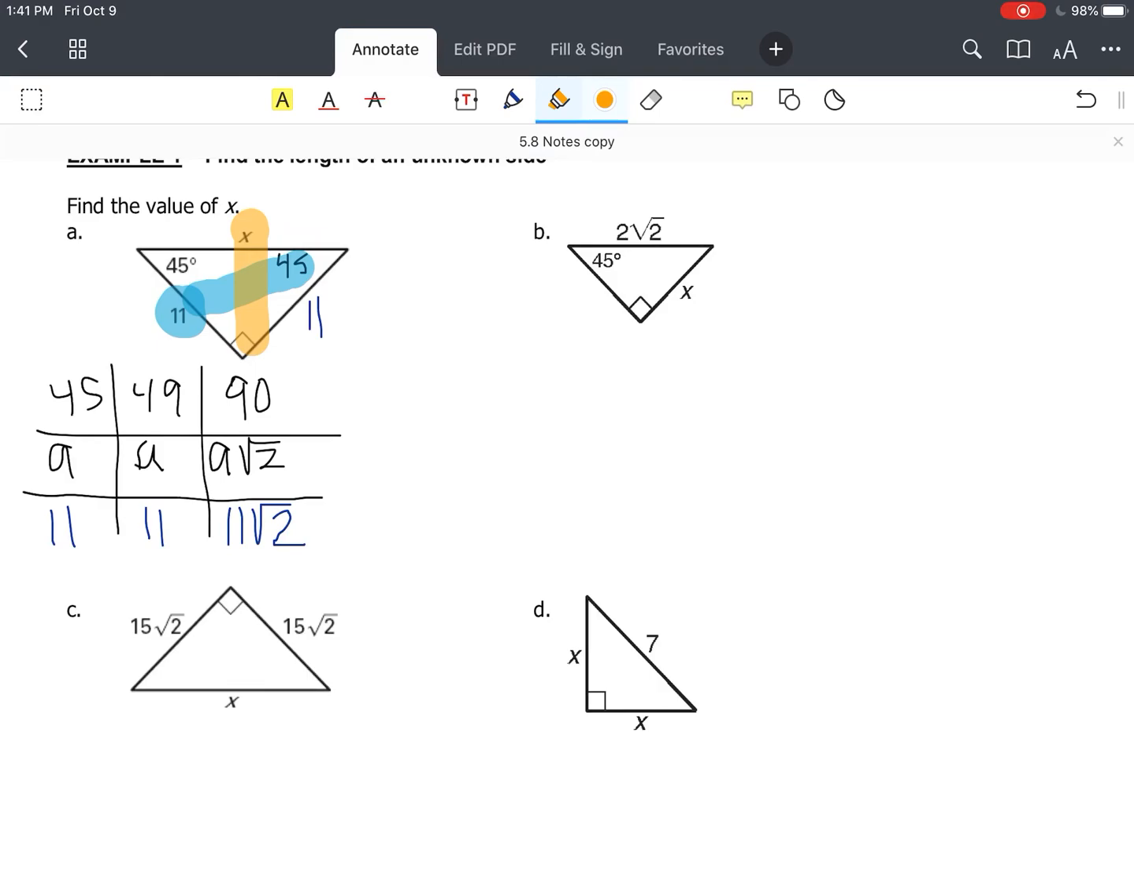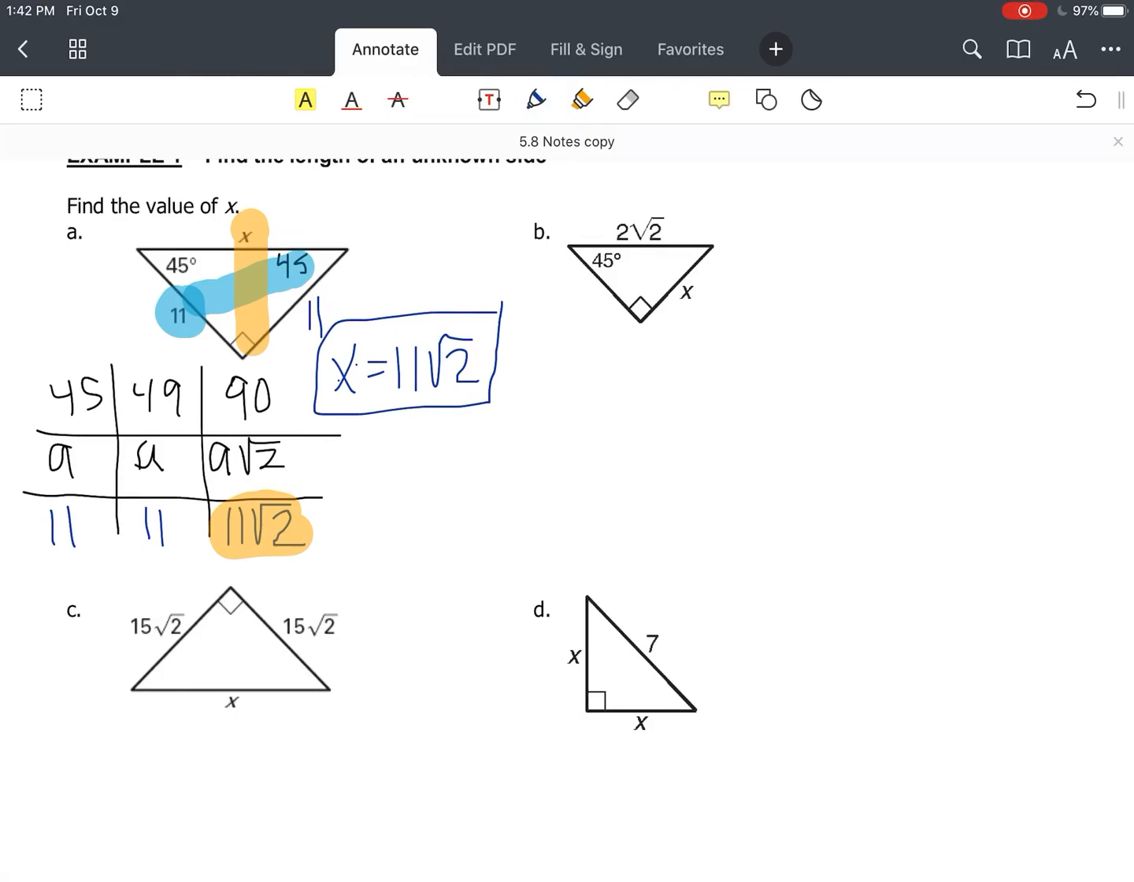Now to answer my question, they said find the value of x. Well, x is opposite 90. So in your chart, you look to see what you wrote for 90. Well, for 90, I wrote 11 root 2. So my hypotenuse opposite 90, x, is going to be 11 times the square root of 2, or 11 root 2. That will be your answer.